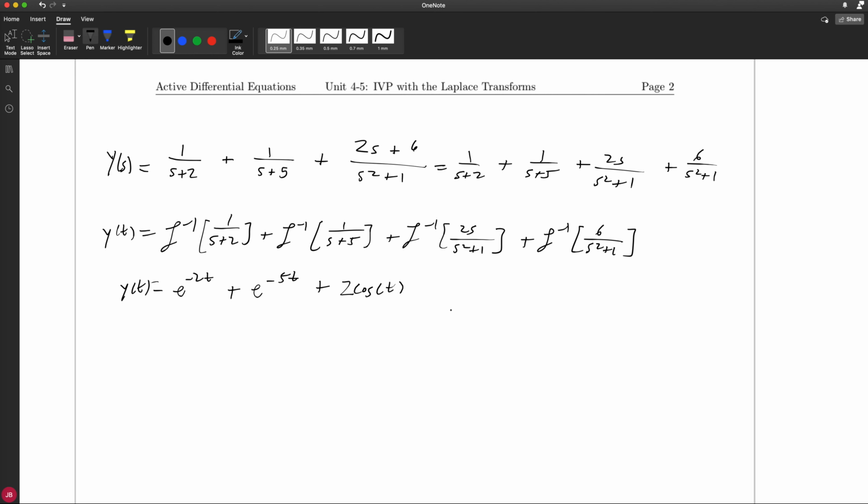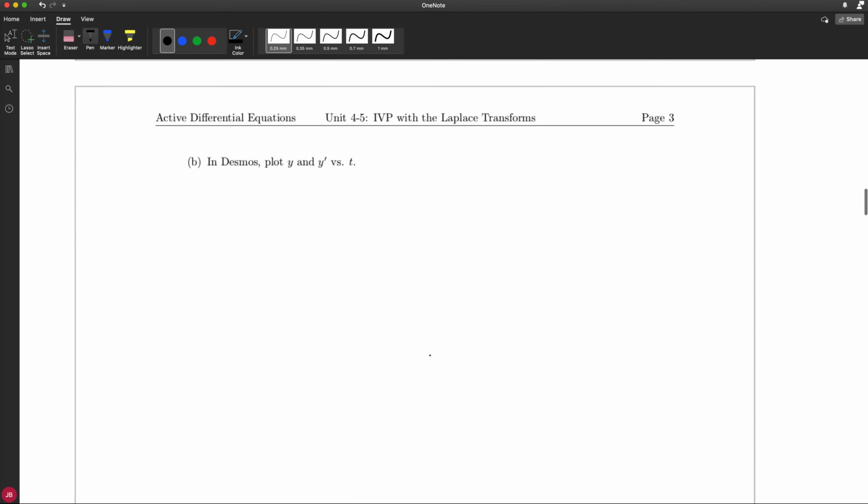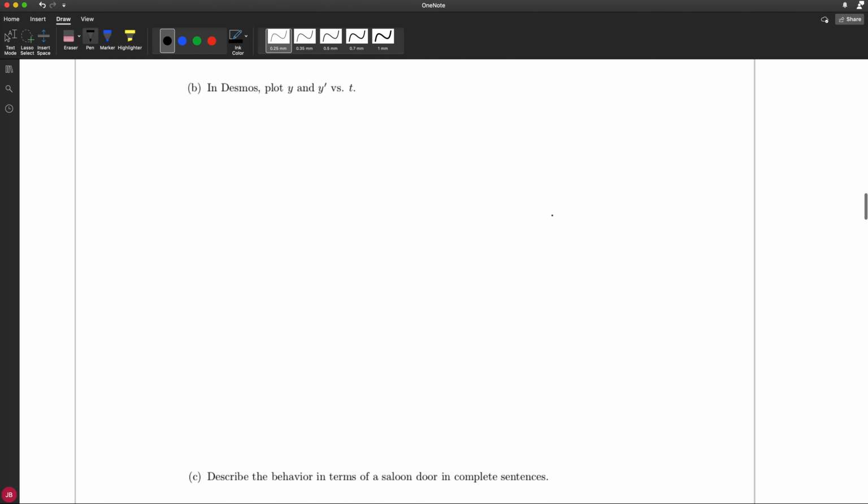And then this one here, I need a factor of whatever this b value is here. Well, that's 1, right? So 6 is already 6 times 1. So this is really just 6 sine of t. And there you go. So now if we go to the next page, notice I give a lot of room, it says in Desmos plot y and y prime versus t. I actually have that, so let me bring that up.